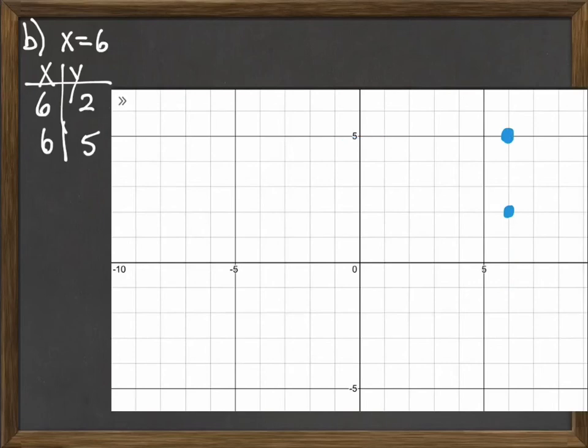And then we draw the line that passes through these points, and we notice it's a little bit different. That line's just going straight up and down. So x equals a number is actually going to always be a vertical line, going straight up and down.